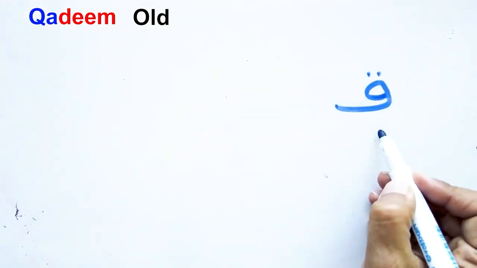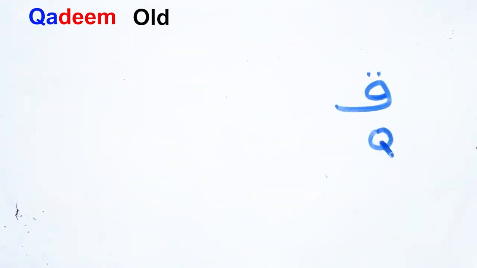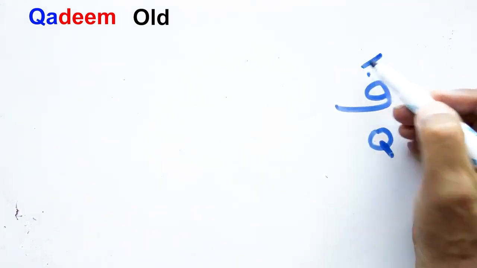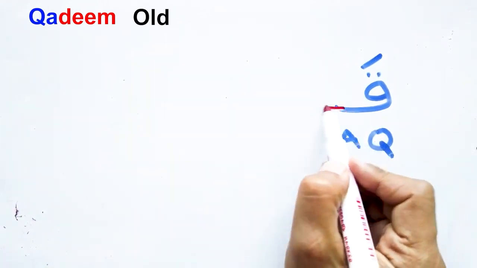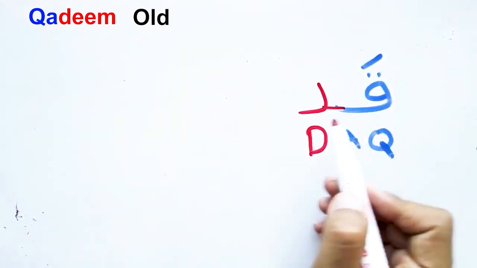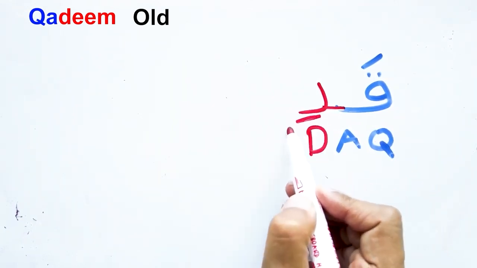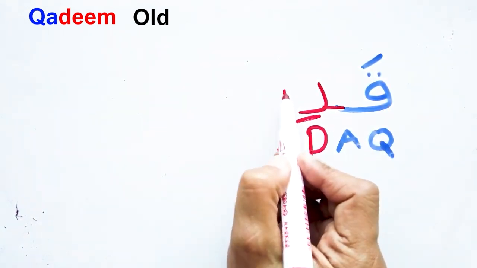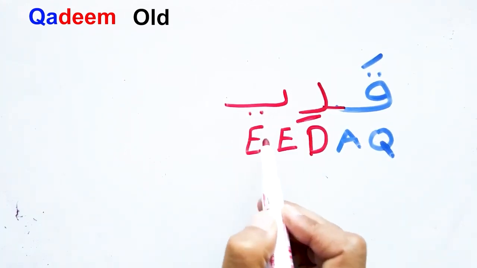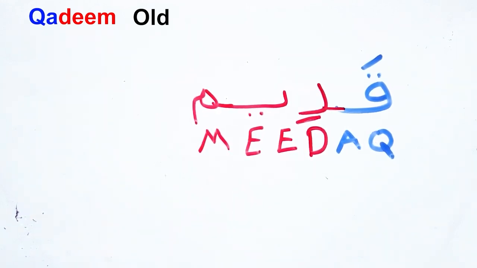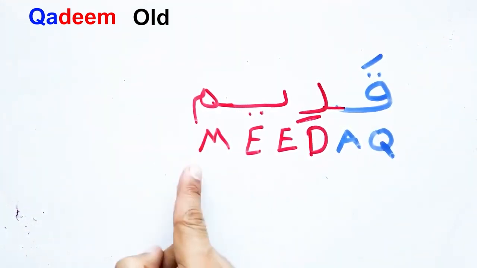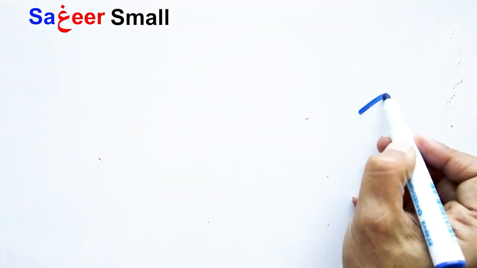Qadim, Qadim. Qa. The sound of strong Q or strong K. It's a qa. It's not ka. The sound of A. And then I say D. The sound of D. We have kasra, it sounds like another E. Long vowel, it's another E. And then the sound of M. Qadim.